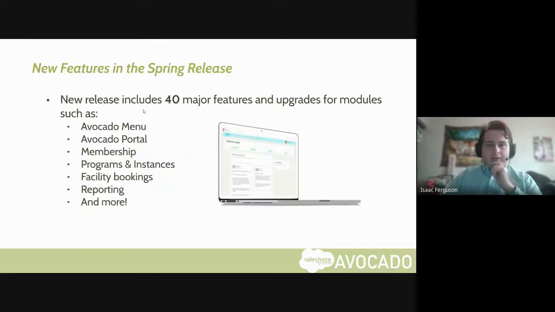So let's dive right into the new features. We have 40 major features to talk about in this new build of Avocado. It really affects almost everywhere in Avocado, such as the menu and the portal. We've made some changes for memberships, programs, instances, and a lot of changes coming for facility bookings and Engage. I'm going to break them down by section for Avocado, and let's dive in.